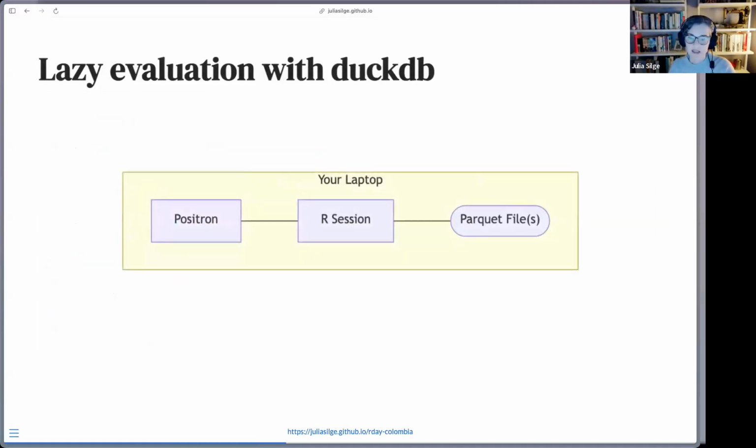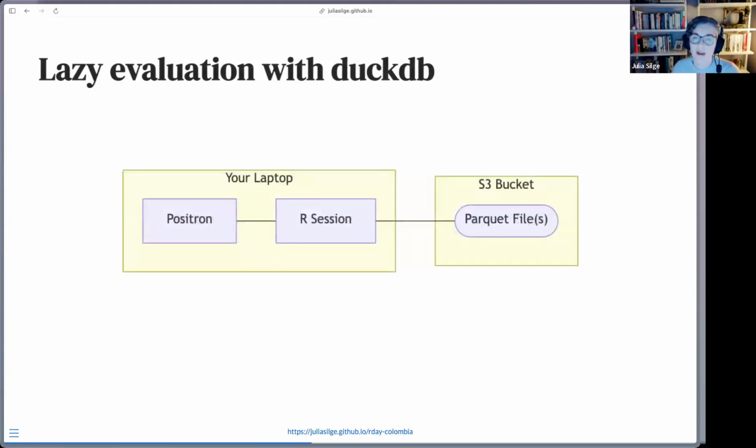So this is, I said we could have our Parquet file right there on our laptop, but actually this also works when the Parquet files are not on your laptop. Parquet is a file format that is good for analysis. It's built especially for the kind of work that people do when it comes to data analysis. It's rectangular, but with information about the columns.